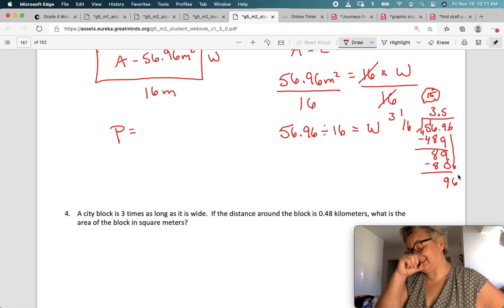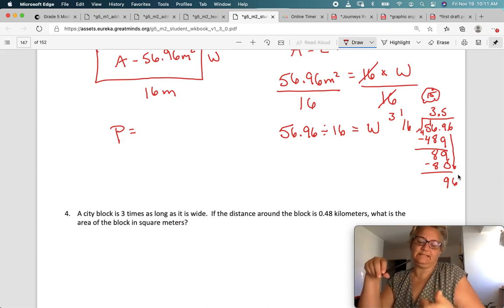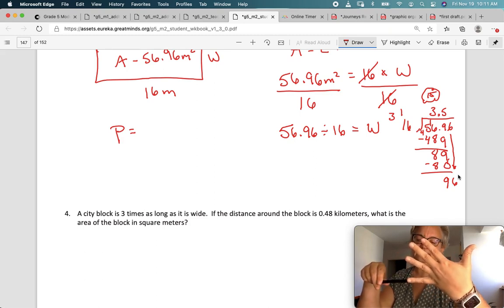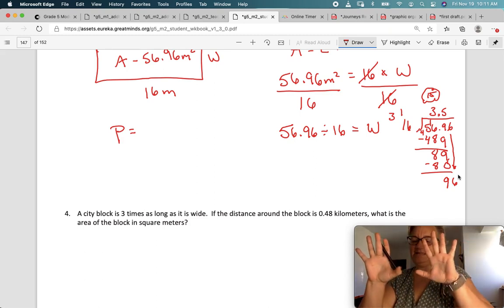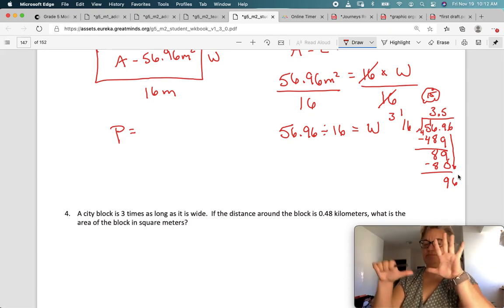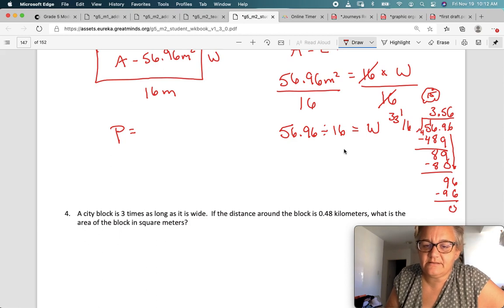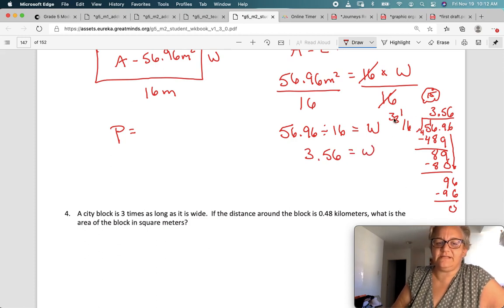And I have a hunch it's going to fit in there evenly. Let's see. 15, 30, 45, 60, 75, 90 would be 6. But it's 16, so 96 I think is going to work. So let's go 6. 6 times 6 is 36. Carry the 3. 6, 7, 8, 9. There's 0. And 3.56 equals W. Okay, we found it, and it's meters.